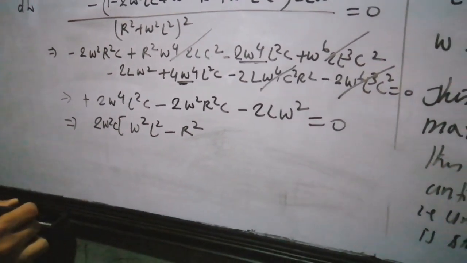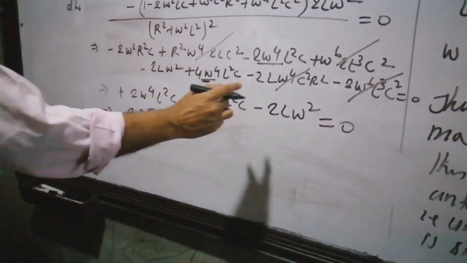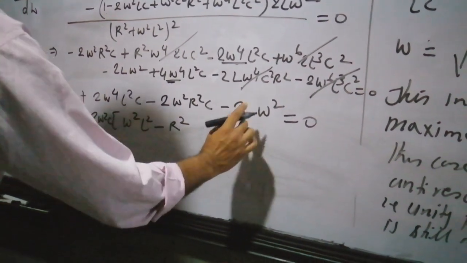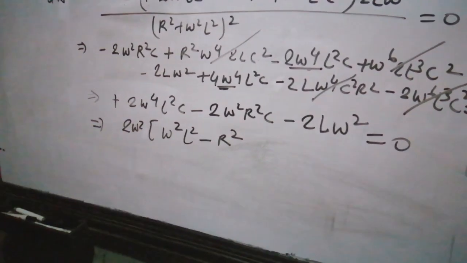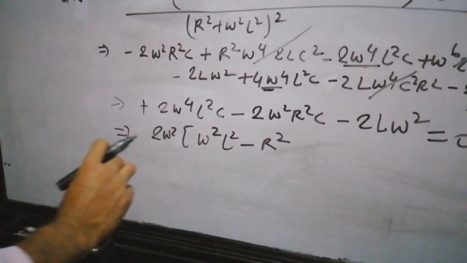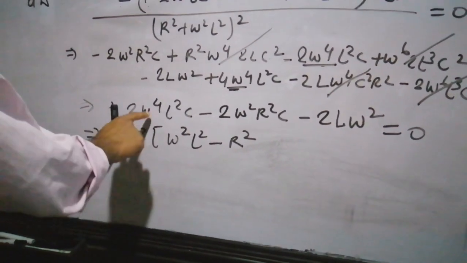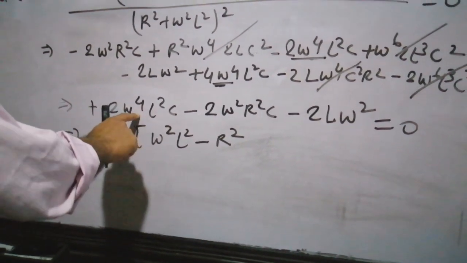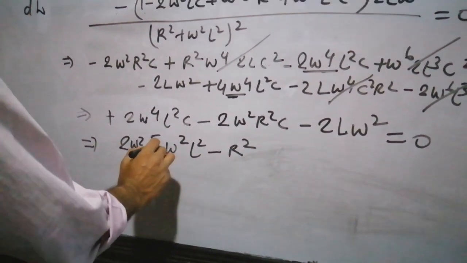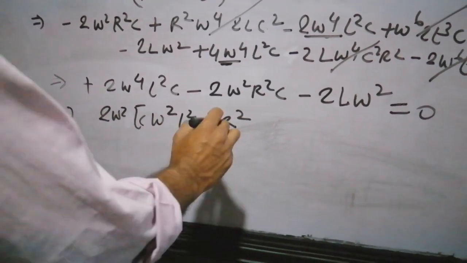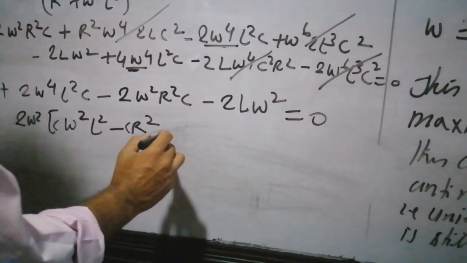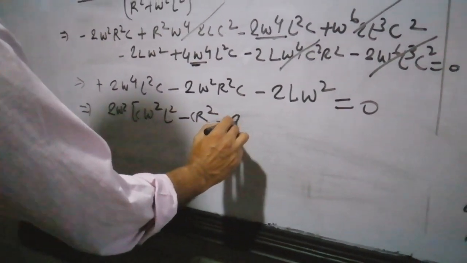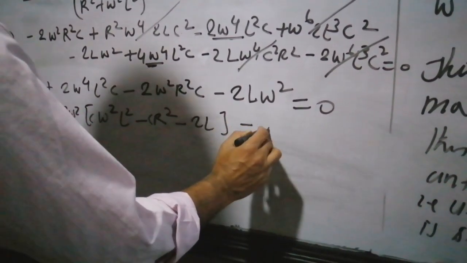Okay, I think C is not common. I was almost missing this. This is my nitpicking problem. So I told you in the beginning, be careful. This 2 omega square common I took, then what is left is omega square and L square, and one C also left, and so the C R square, and here I get the minus 2L, which equals to 0.